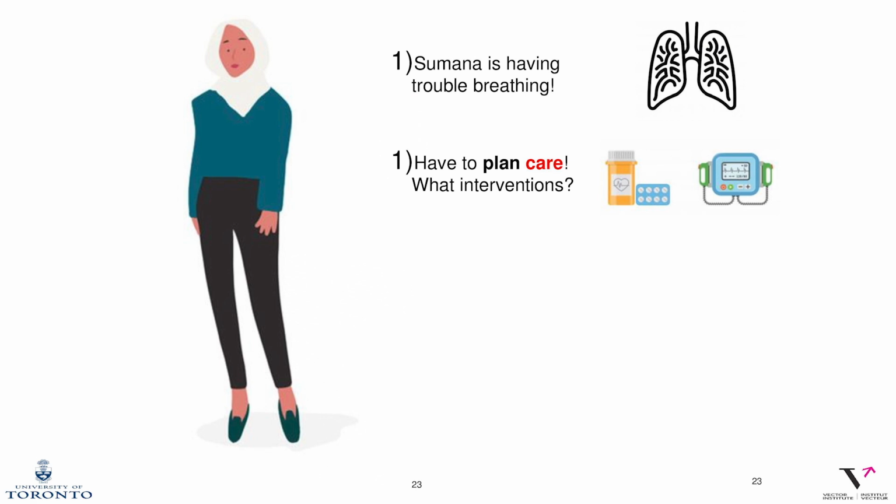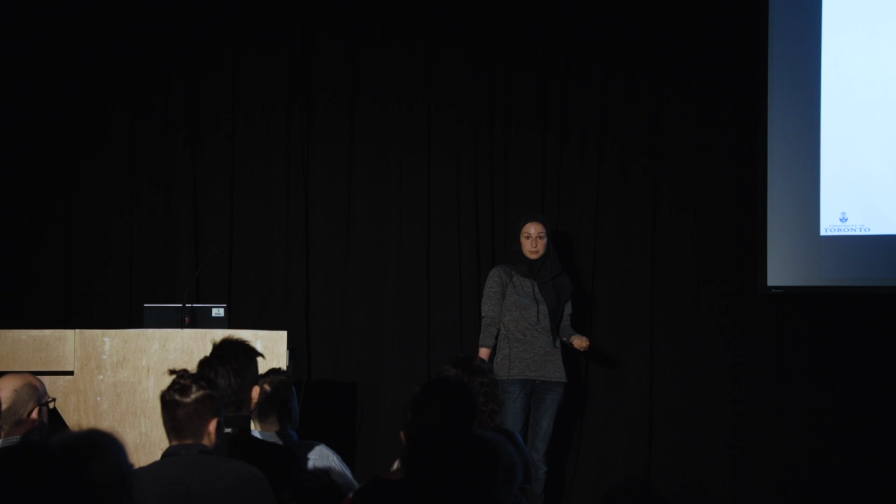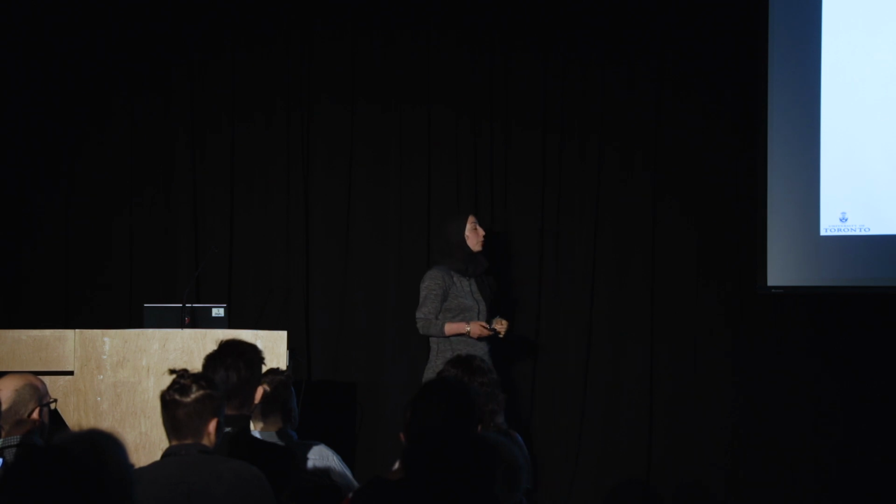So let's go back to Sumana. She's having trouble breathing. She goes into the intensive care unit. What's the first thing we might want to do? We want to treat her. There's many different interventions that we could use. And so the first thing we might want to do is plan our practice, right?